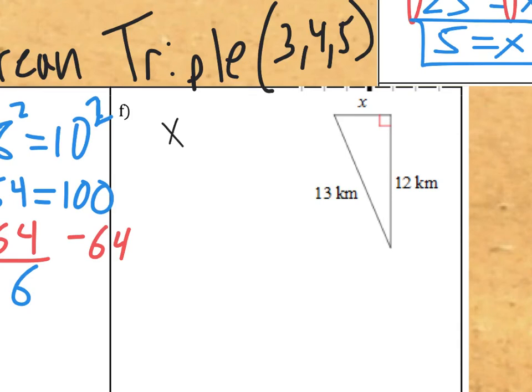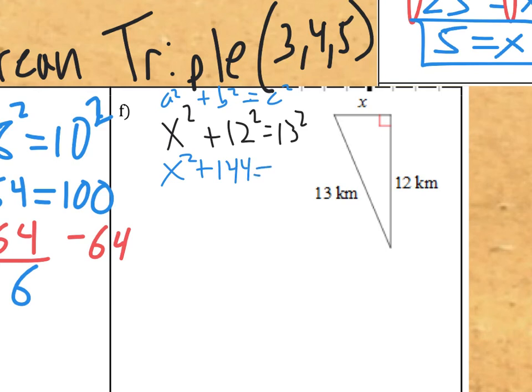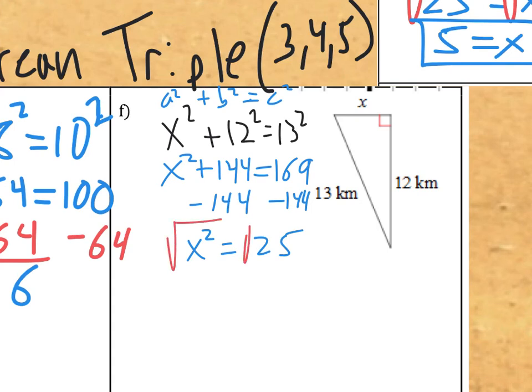So let's check it. See what we get. We've got a missing side. Now this is the leg. Remember, legs go in the a squared plus b squared side. They go by themselves. This is a squared plus b squared equals c squared. All right, so x squared plus 144 equals 169. Subtract 144, and we get 25. Now, square root both sides, and x is 5.